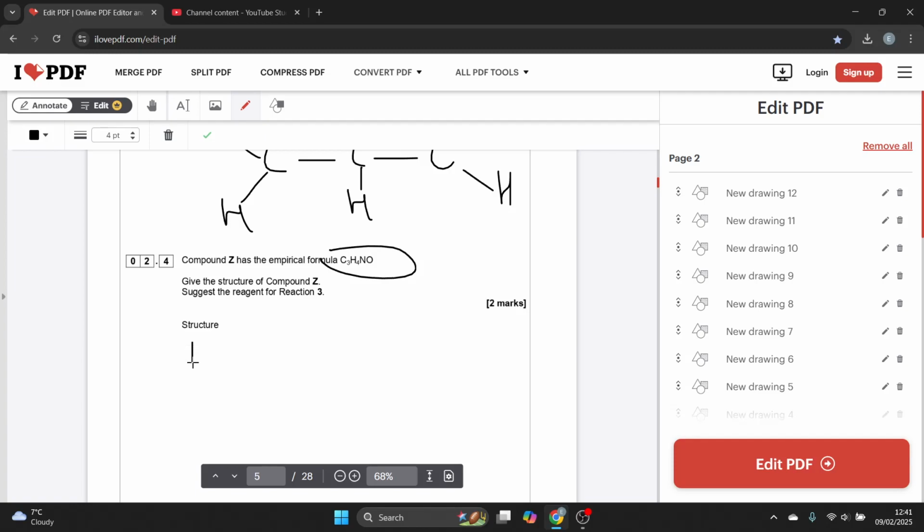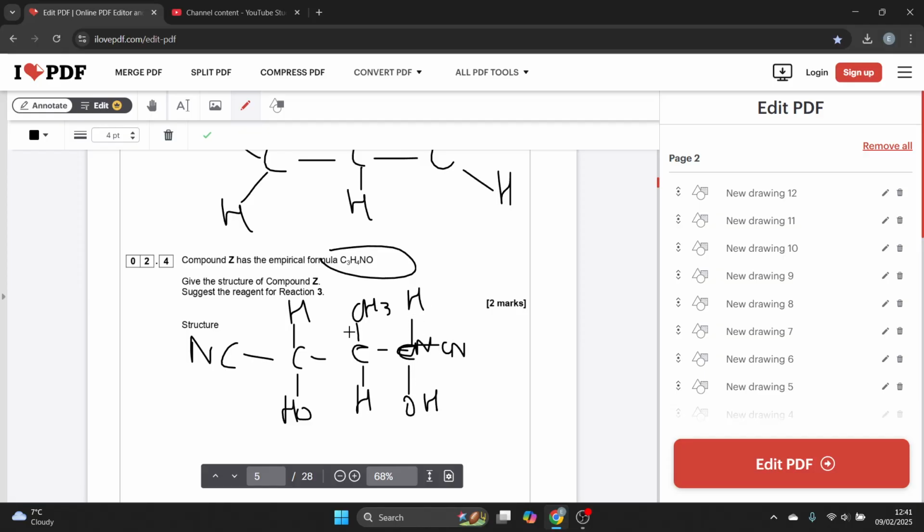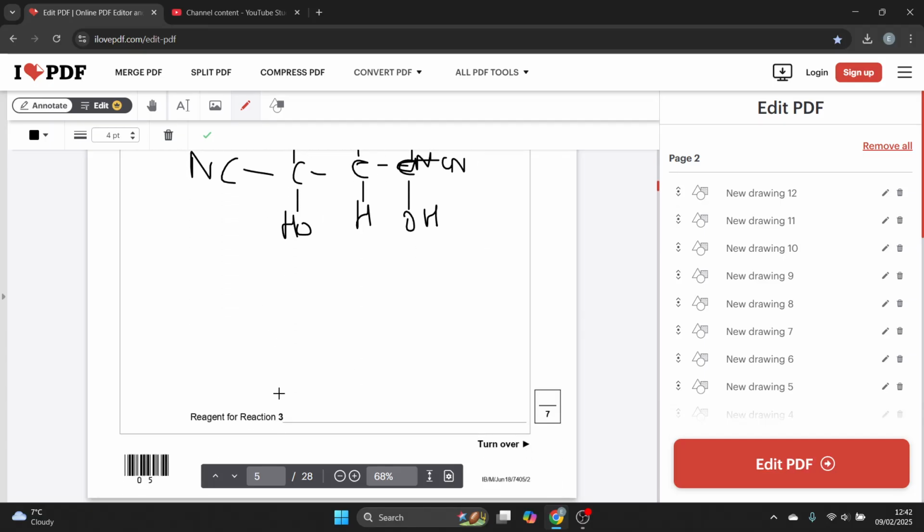So it's going to be NC, CH, HO, CH3, HCCN, sorry, CCN OH. It's just the reagent for reaction 3, KCN followed by dilute acid.